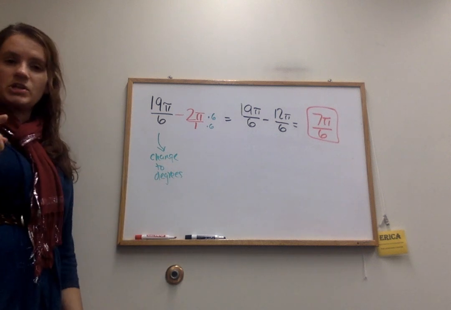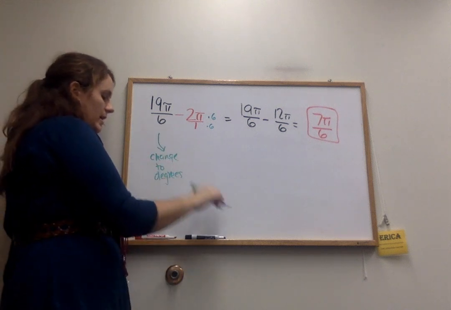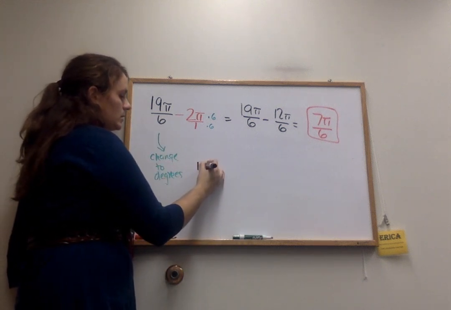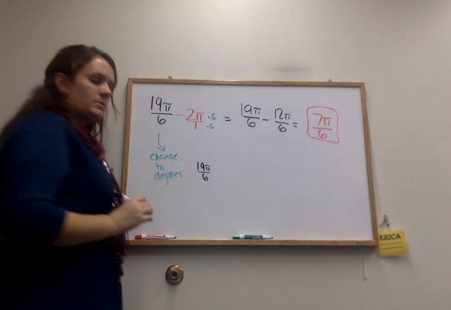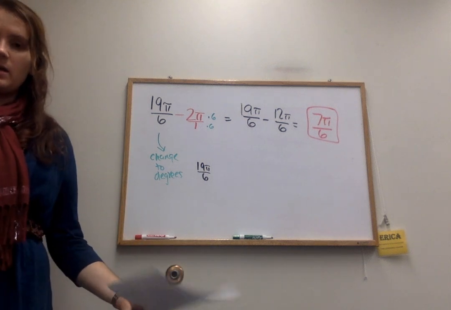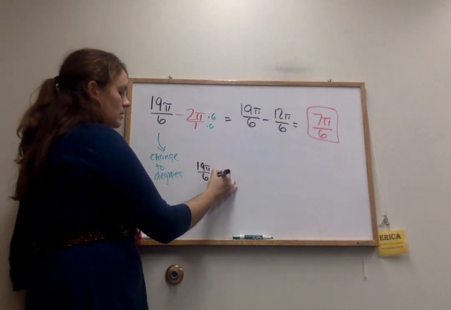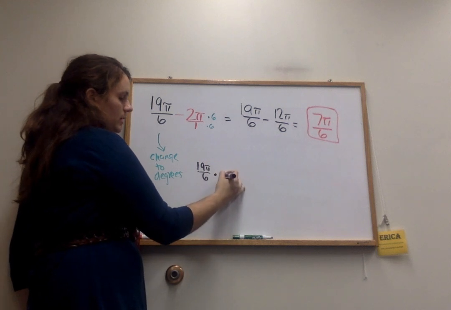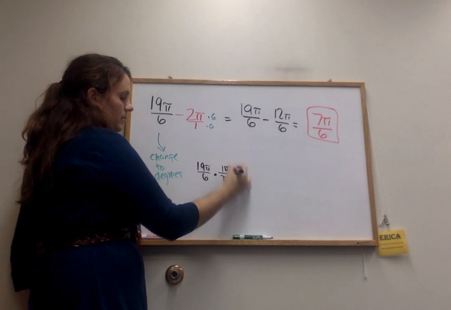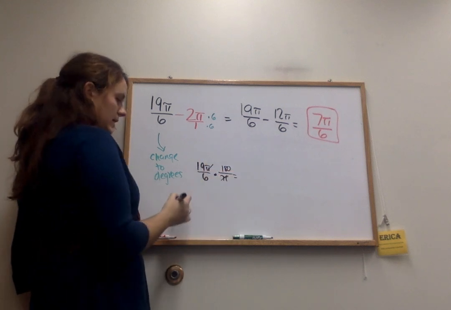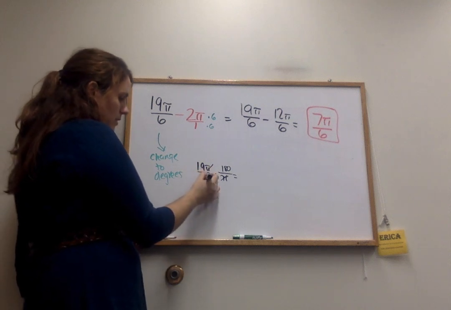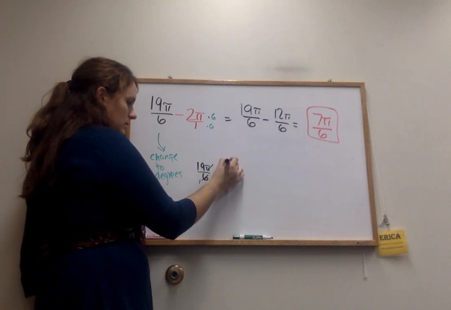Right? And remember how we change radians into degrees. We take our angle. We know we have to multiply it by something that has pi and 180 degrees in it. Since pi is in our numerator, we want it to be in the denominator of our fraction. The pi's will cancel.